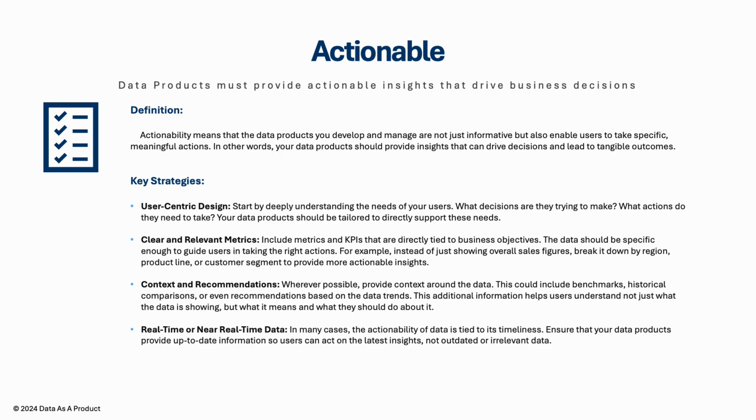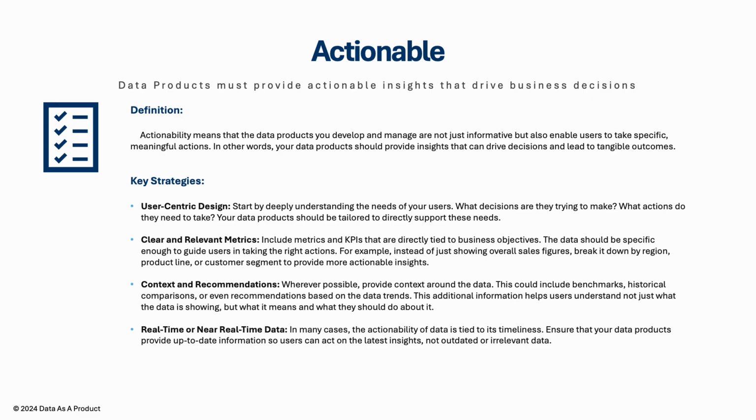Let's take a look at an example. A retail company wants to optimize its inventory levels. A simple report showing current stock levels is informative, but not necessarily actionable. But if the report also includes predictive analytics that forecast future demand based on trends, seasonality, and promotional plans, it becomes much more actionable. The inventory manager can then make data-driven decisions on reordering, reducing stock, or shifting inventory across locations.